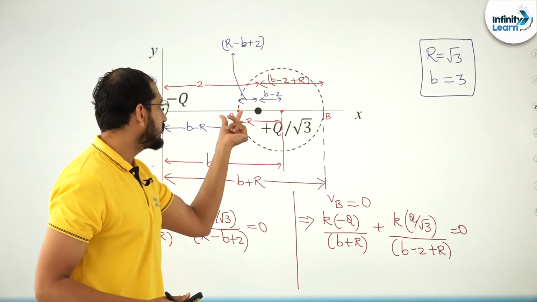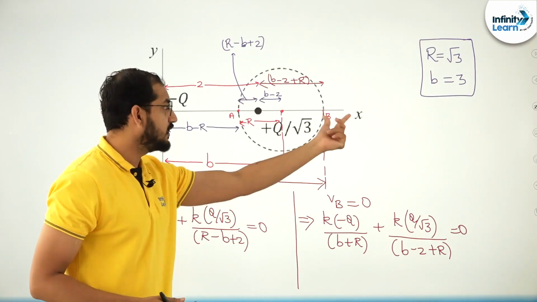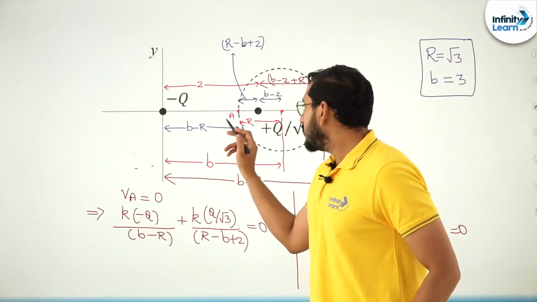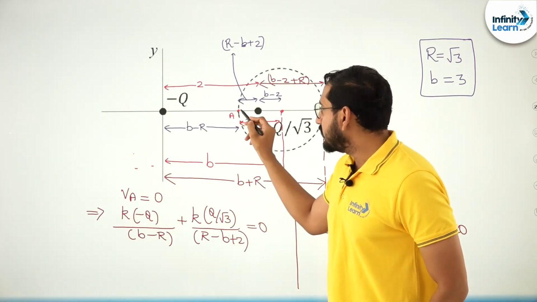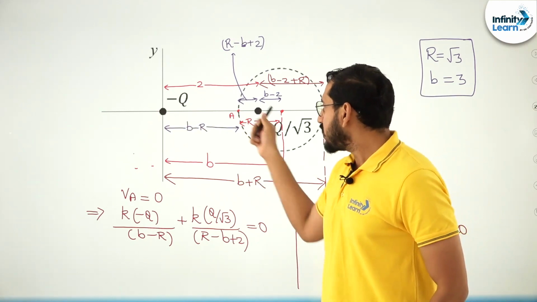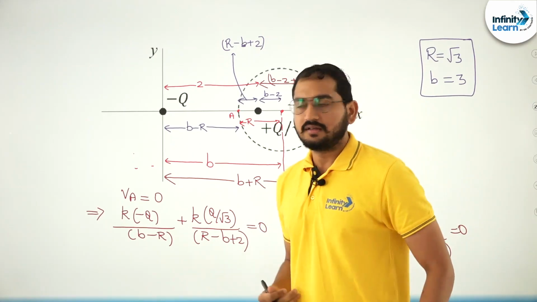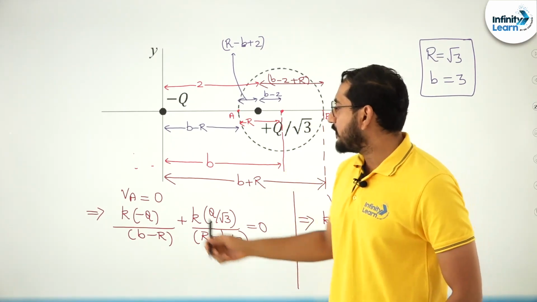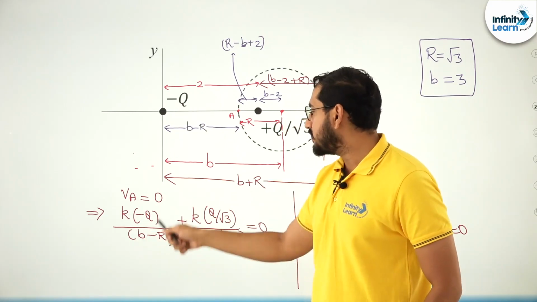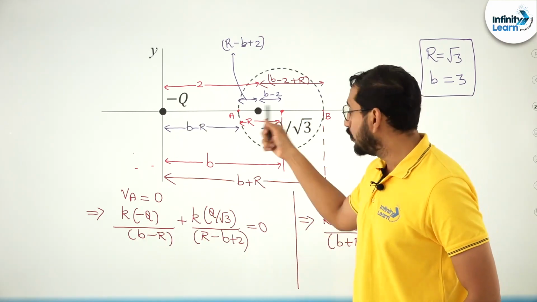Those two points are this one, point A, and this one, point B. In the question it is given that the total potential at point A is 0. At this point both the charged particles give their contribution. If I look at point A, this is the contribution from charge minus q, and this is the contribution from charge q by root 3.